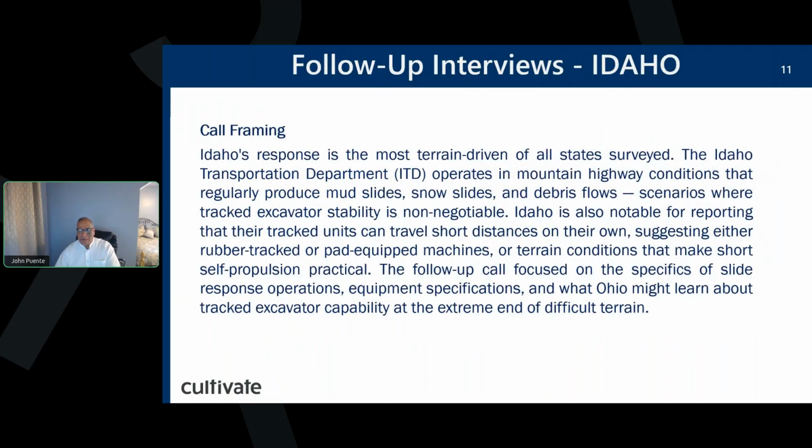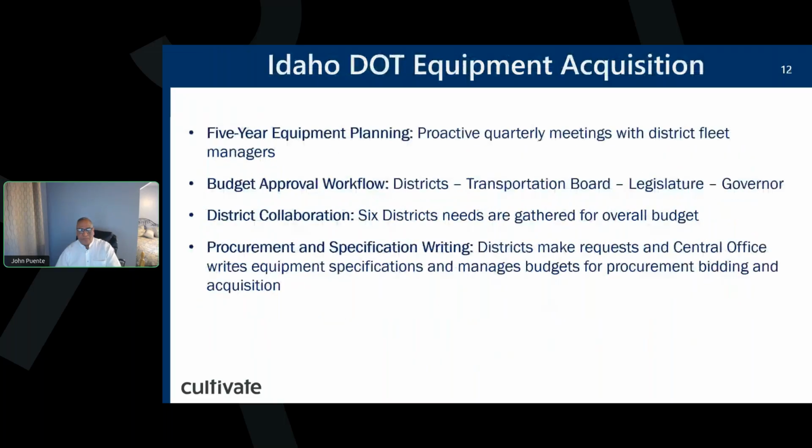Okay, let's talk about Idaho. This is our first state. So here's what we heard. With Idaho, we concentrated on the mountainous terrain that they had to deal with, including a talk about mudslides, how they handled avalanches, debris flows, and especially emergency response. What were their tactics and their plan around that? They were actually the most terrain-driven state that we talked to during this time.